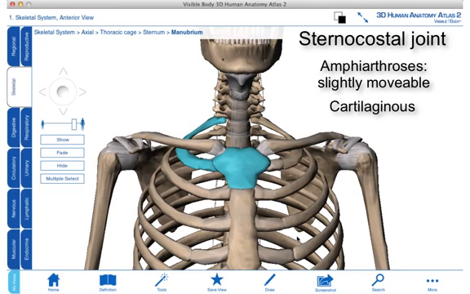As I mentioned previously, all joints in the body can be classified based on their function and also based on their structure. As we go through the joints in the body, we'll discuss both of these.